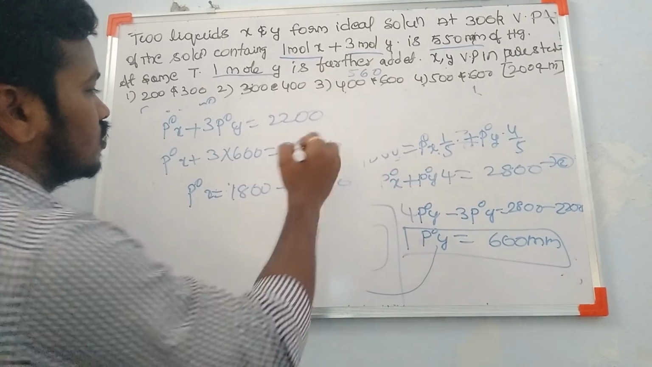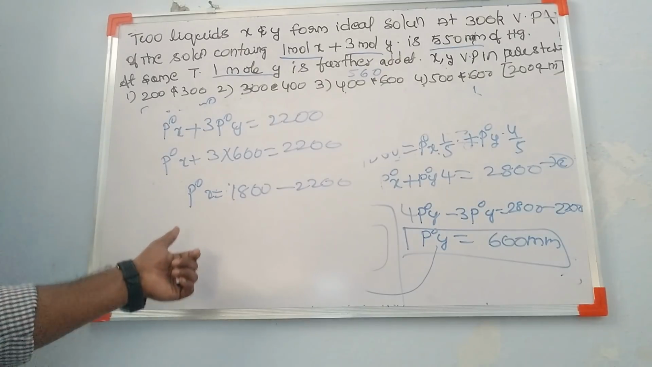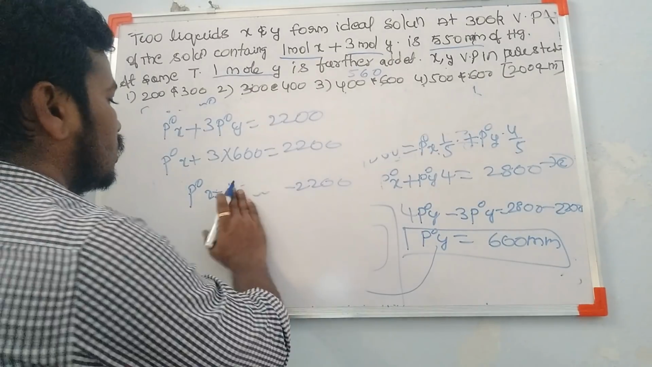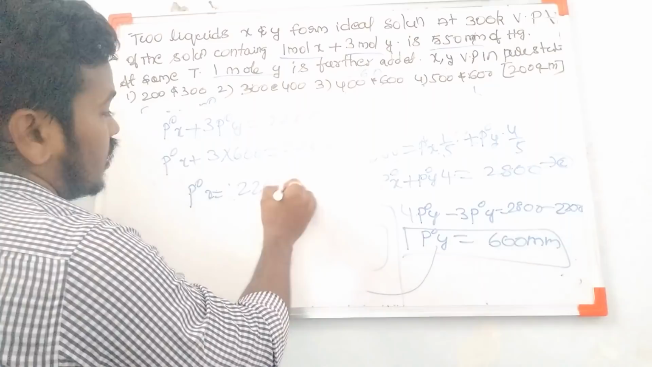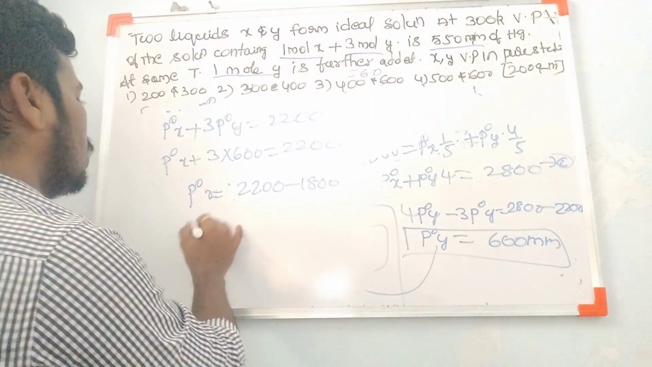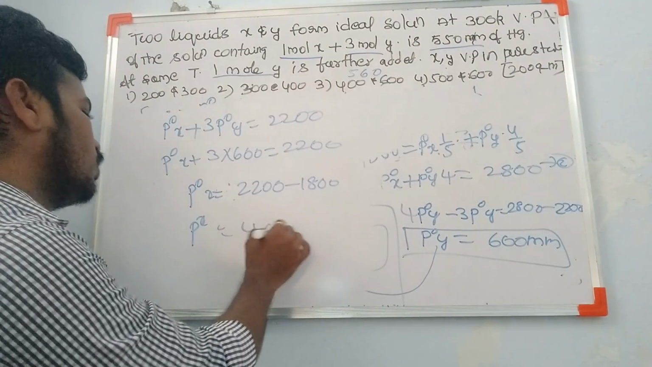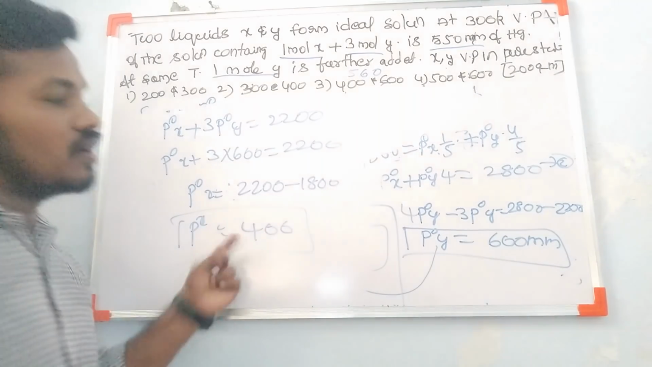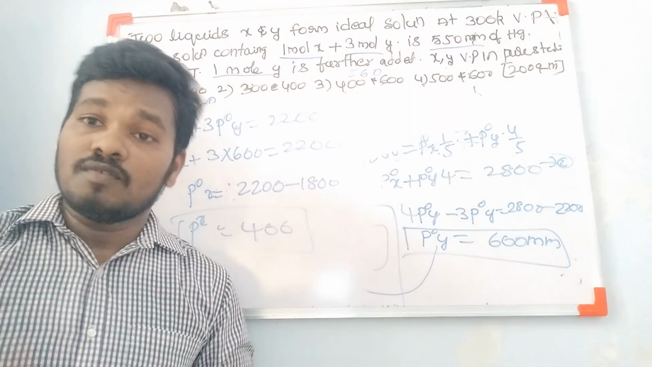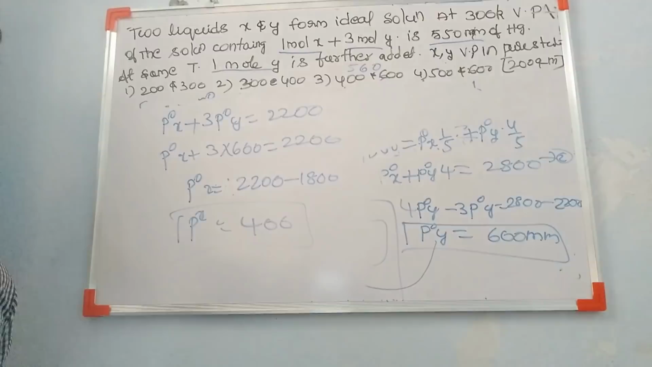So 2200 minus 1800, how much will you get? You will get 400. So the Px value is 400, and Py is 600 mm of Hg. So next question.